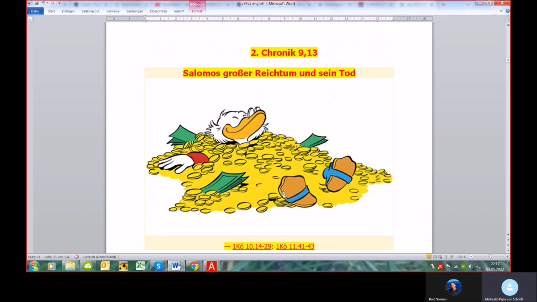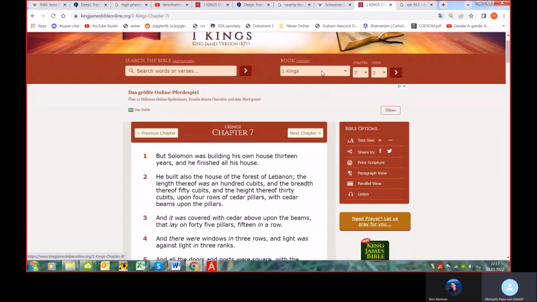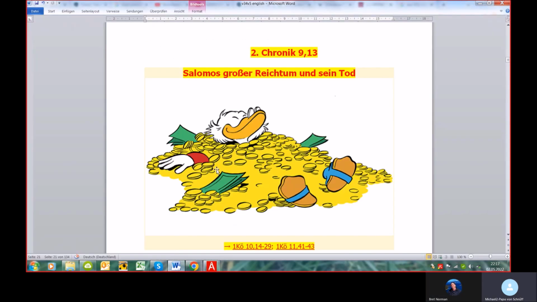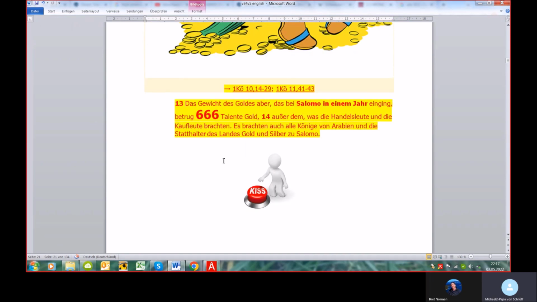But there's another thing, which is 2 Chronicles 9:13 about Solomon's big riches and his death. Therefore, I have to switch again to the King James Bible, 2 Chronicles 9:13. I would like to ask Brother Brett to read that. Yes, there it is. 2 Chronicles chapter 9, verse 13. Now the weight of gold that came to Solomon in one year was 666 talents of gold. Yes, 666, Michael. That is the verse here. And that's when I said, keep it simple, stupid, huh?